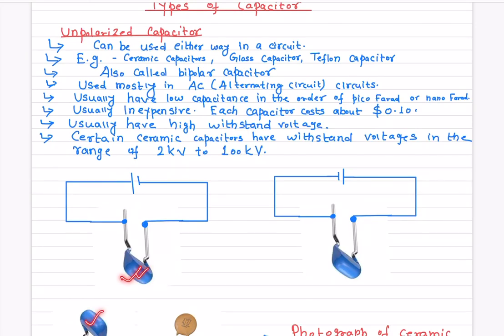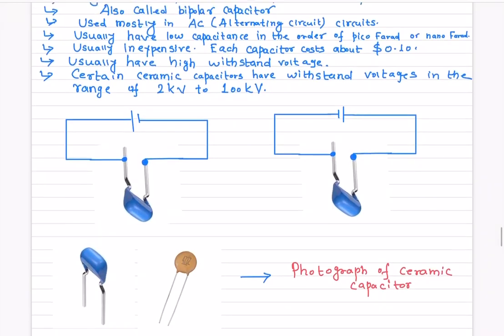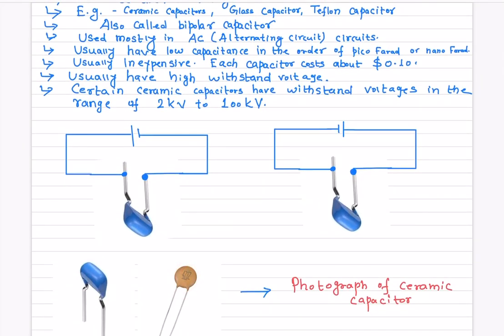Usually, such capacitors are very inexpensive. You'll get this kind of capacitor for about 10 cents. Also, such capacitors can be operated at high voltages, or are available with a high voltage rating. The voltage rating varies from 2 kilovolt to 100 kilovolt. So you can get this capacitor which can be used even up to 100 kilovolt.